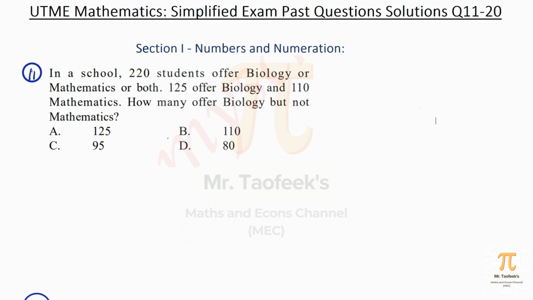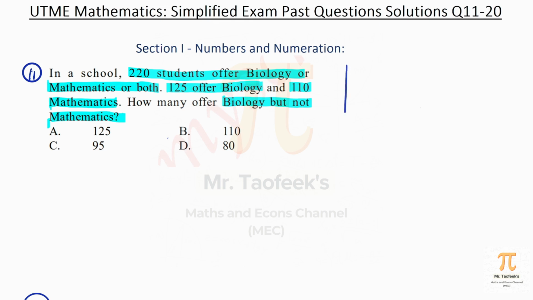Okay, question number 11. In a school, 220 students offer biology or maths or both subjects. Okay, so 125 offer biology and then 110 offer mathematics. How many offer biology but not maths? Okay, pay attention to that. How many offer biology but not maths?